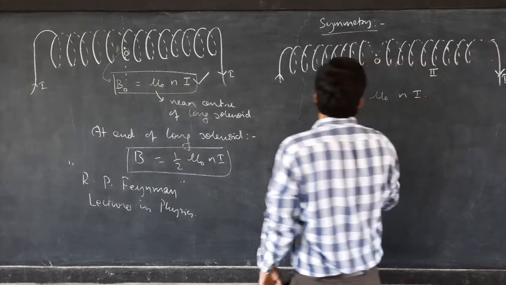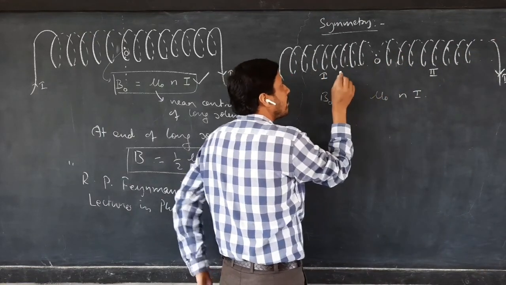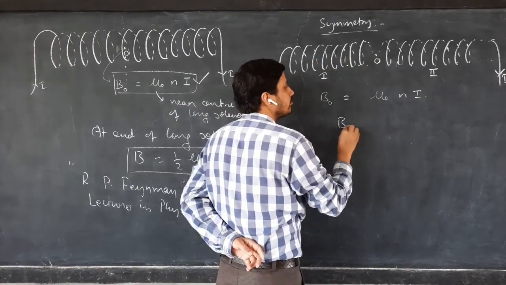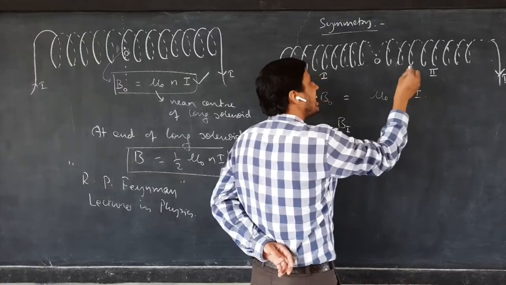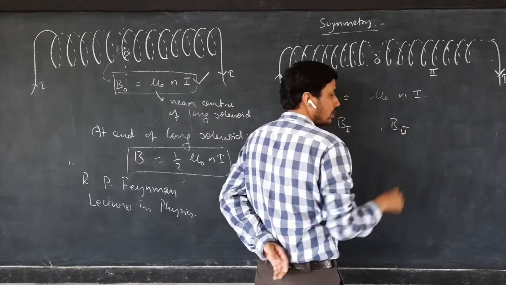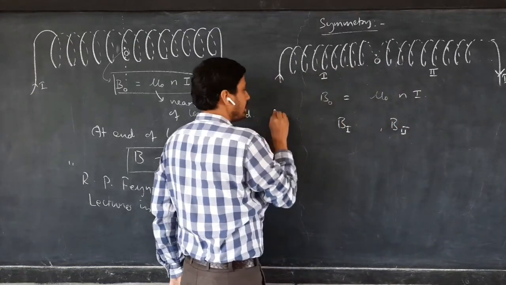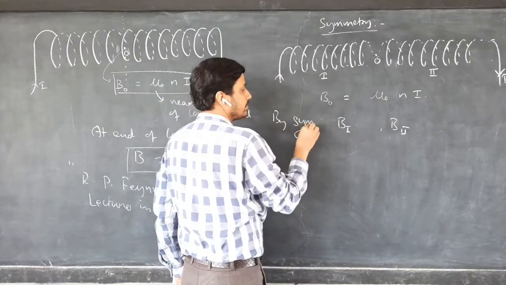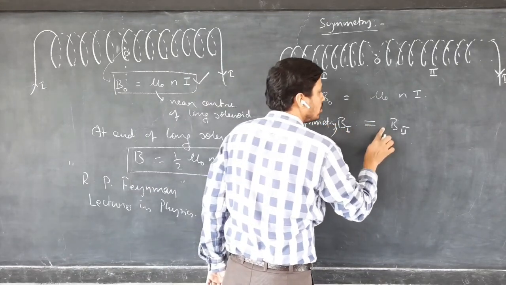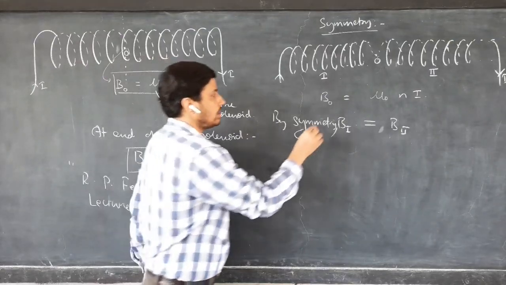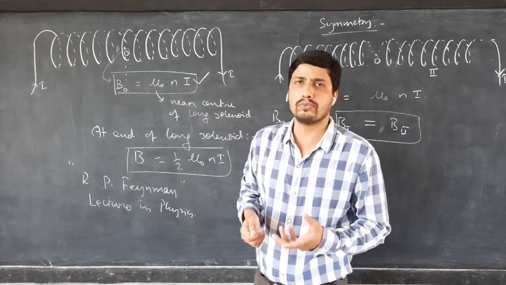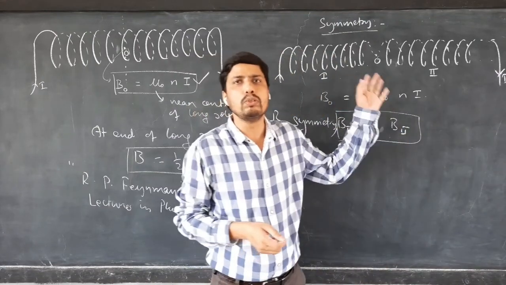So in both the cases, magnetic field will be in same direction. So let the magnetic field at end O of left solenoid be B1. Let the magnetic field at the end O of right solenoid be B2. Symmetry says, by symmetry, B1 must be equal to B2. There is no justification for awarding more magnetic field to B1 than B2.